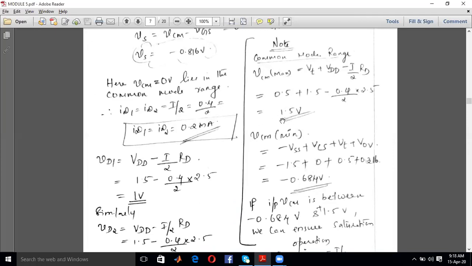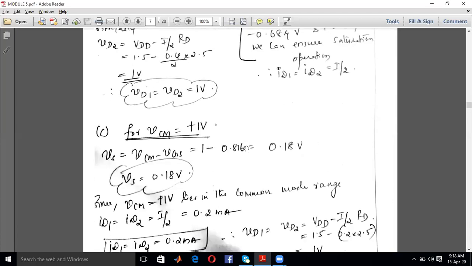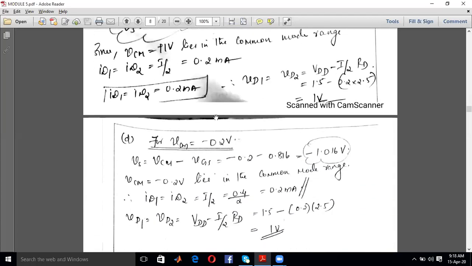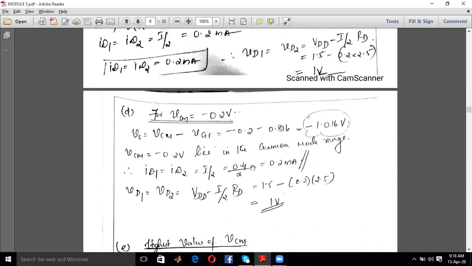See, minus 0.2 is very much less than the maximum value as well as greater than the minimum value. So what is the conclusion? Again, there is no change in current and there is no change in the output voltage. It remains at 1 volt and the current remains at half of 0.4, that is 0.2 milliampere.